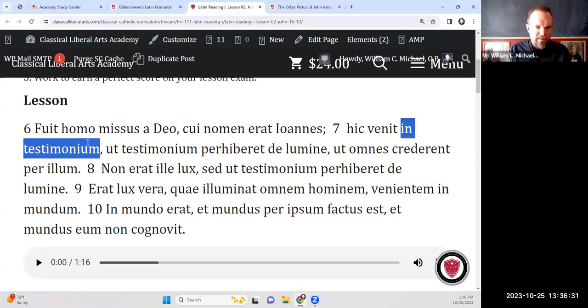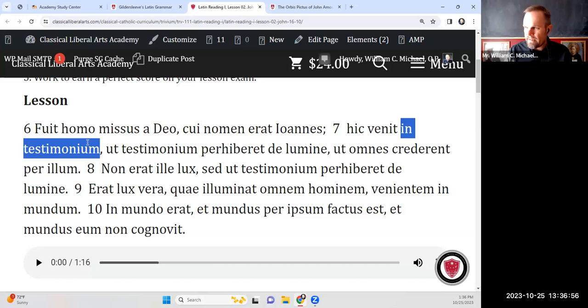He came in testimonium. What does in testimonium mean? Not into testimony. Does that make any sense? He didn't come in testimony. He came for a testimony. He came as a testimony, as a witness. Okay? In testimonium means he came for a testimony, for the purpose of giving a testimony.